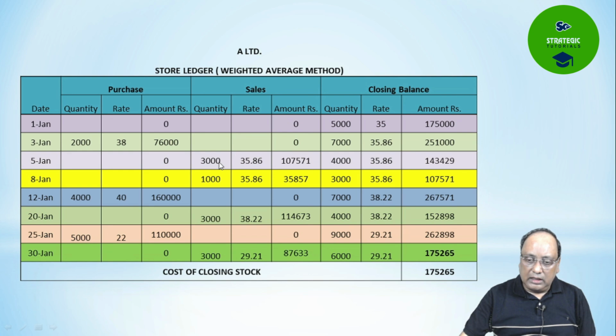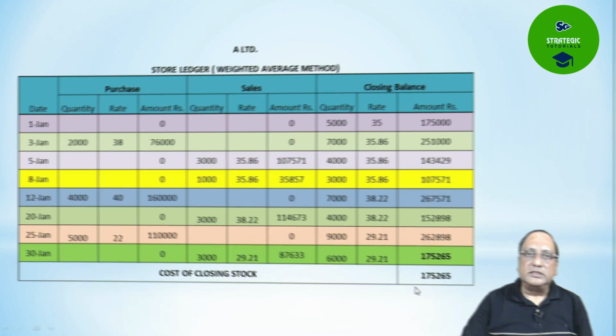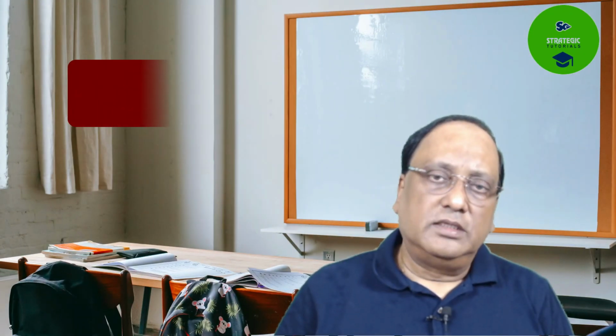Next on the 5th and on the 8th there are two issues, 3,000 and 1,000, at the same rate. On the 12th again there is one purchase, that is 4,000 units at the rate of 40, so 1,60,000. So automatically 3,000 plus 4,000, total 7,000, and the amount should be this. So the average rate is 38.22. In a similar way you will get the cost of closing stock, 1,75,265.